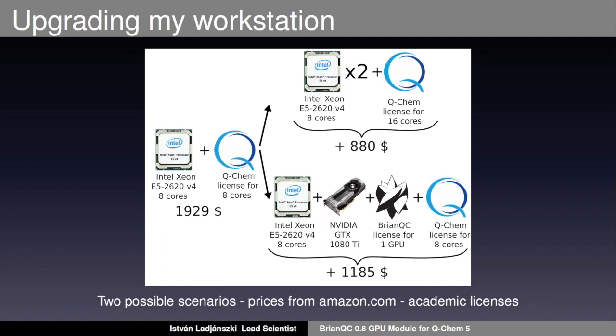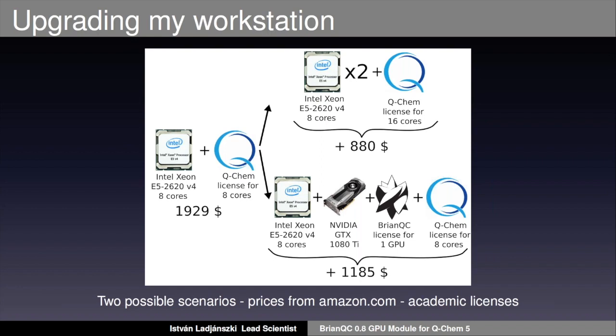Up until now, I only showed you measurement data, so I want to show you a little bit about the financial aspect of this project. In this slide, I would like to show you two scenarios. At the beginning, on the left side, we have an Intel Xeon E5 2620 V4 CPU. This is the one which I showed you all the measurements on. 8 cores, and of course for this you have 8 cores of CPU Q-Chem license with academic prices. This whole setup, just the CPU and the Q-Chem license, no other parts of the computer, costs you approximately $2,000.